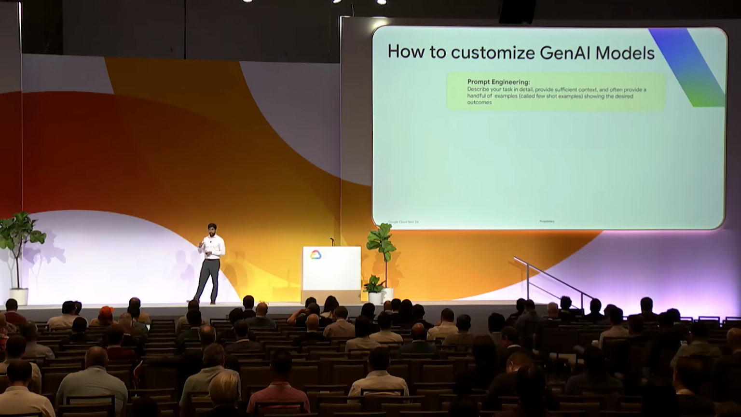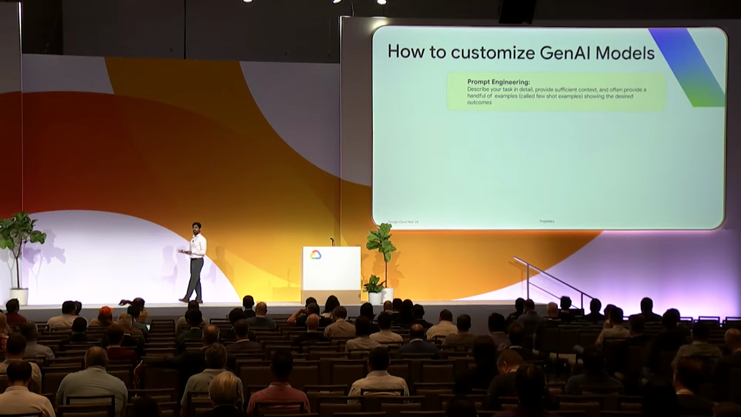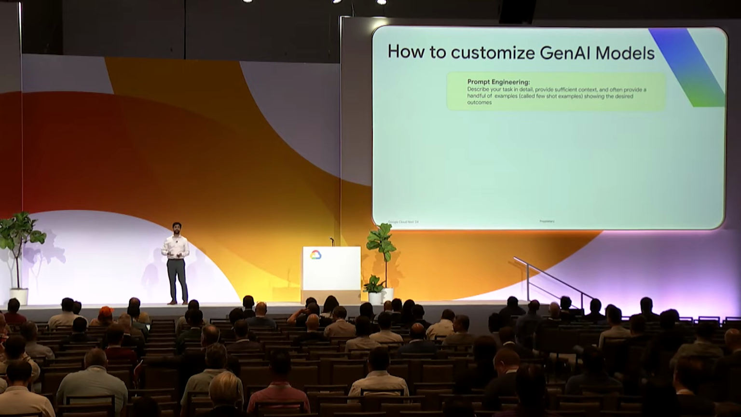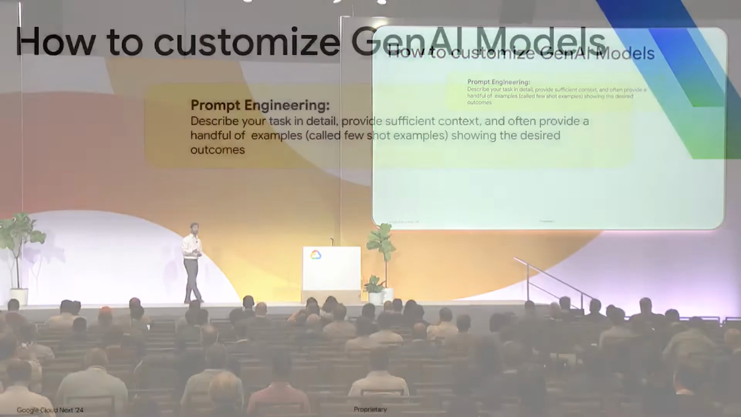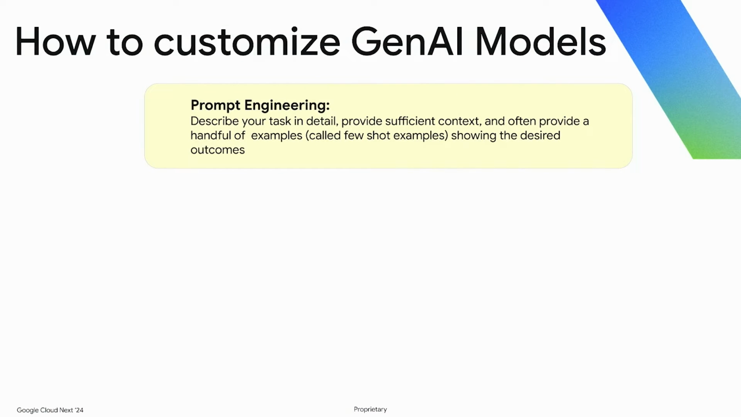So first, let's do an overview of what we mean by customizing generative AI models. So in some sense, you start customizing when you provide the prompt, because in the input prompt, you're going to provide a lot of context. And often in the input prompt, you might provide a lot of examples called few-shot examples. At that point, you've started to customize the model for your application, on your use case, and so forth.